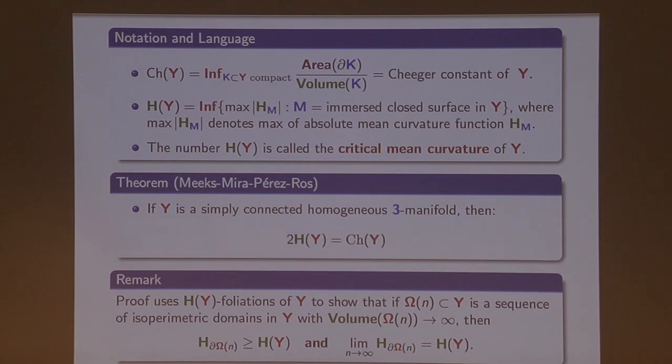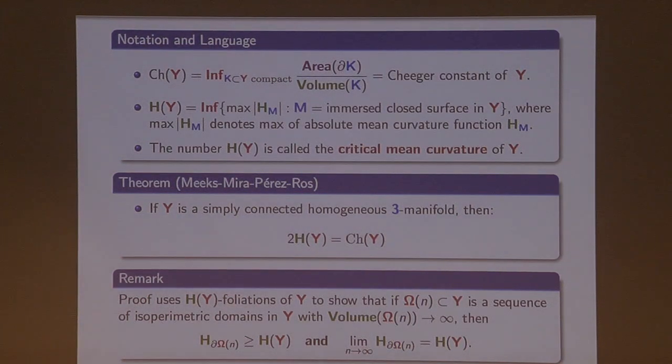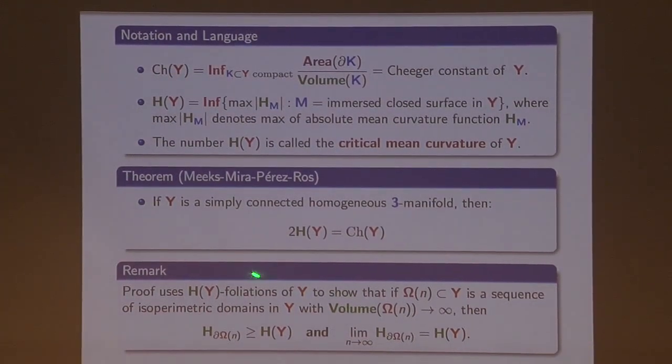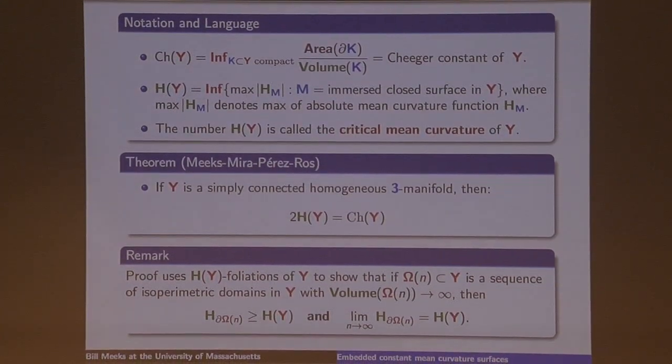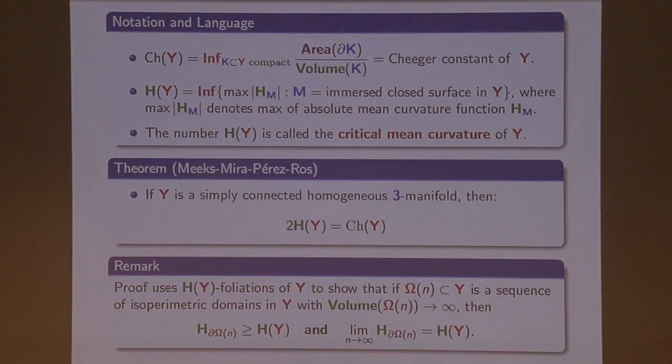And so it just helps us do that, and also gives us insight into solving isoperimetric problems in the non-compact setting. Okay, so think of R3 with a homogeneous metric. So you have a three-dimensional family of metrics on R3 that are homogeneous, and they have all relatively different kinds of properties. But anyway, one proves this theorem by studying what are called H of Y foliations. So somehow you create foliations of the space that end up having the critical mean curvature as their mean curvature.